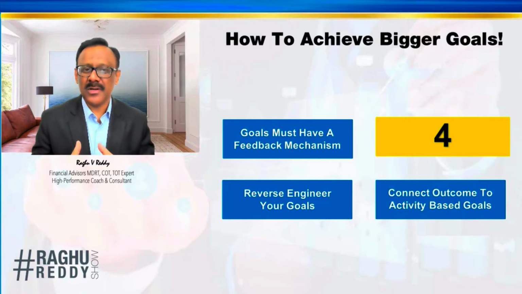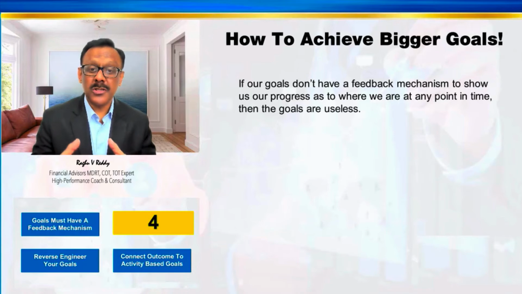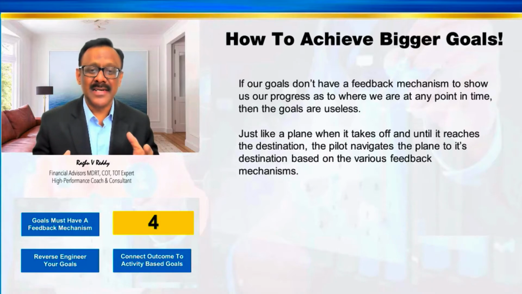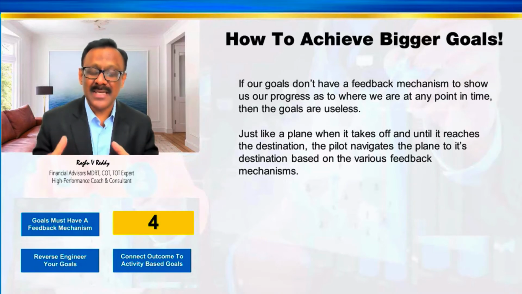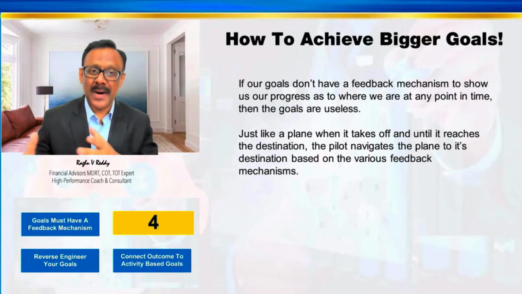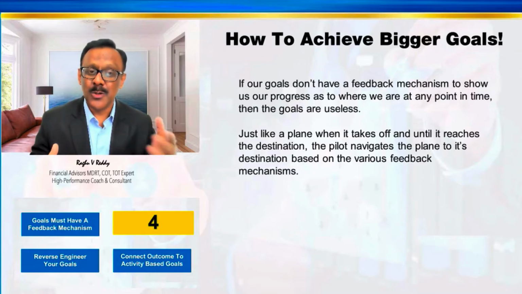Now why is this important? A feedback mechanism is very important because if our goals do not have a feedback mechanism to show us our progress as to where we are at any point in time, then the goals are useless. Just like a plane, when it takes off and until it reaches the destination, the pilot navigates the plane to its destination based on the various feedback mechanisms, based on the various instruments that are there in the cockpit, and that gives feedback to the pilot. So that way the pilot is able to navigate the plane to the destination.